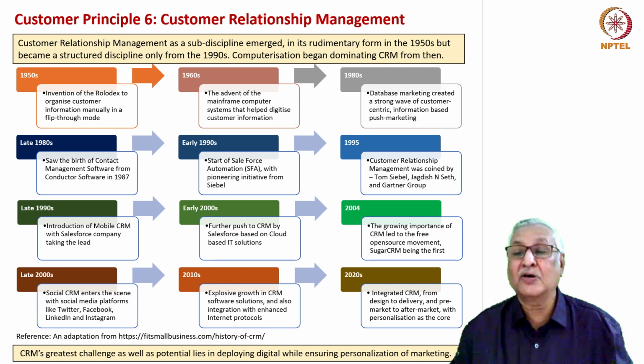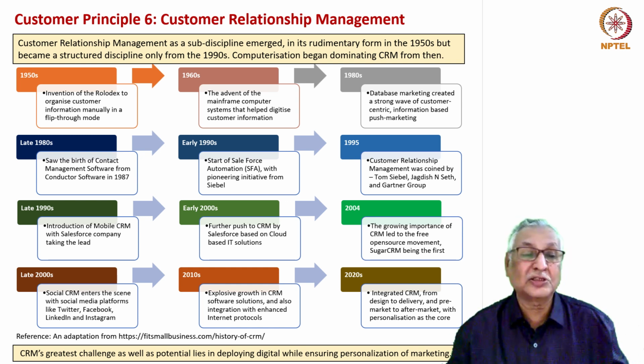1995 was the beginning of the formal customer relationship management as coined by Tom Seibel, Jagdish Sheth and the Gartner Group. Jagdish Sheth is a famous exponent of relationship marketing. Late 1990s saw the introduction of mobile CRM with Salesforce company taking the lead. In the early 2000s, there was a further push to CRM by Salesforce based on cloud-based IT solutions.